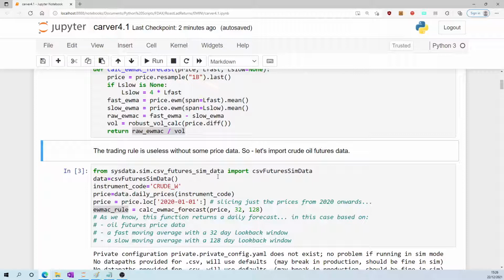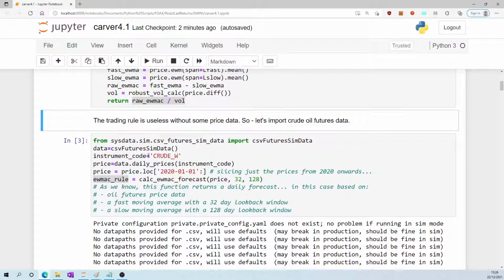From sys data, import CSV futures sim data, assign the sim data to an object called data, set the instrument code to crude oil futures, crude_W, assign to an object called price the daily prices of our sim data for the crude oil instrument, and finally reduce the length of the price series so that it runs only from January 2020 onwards, just to keep the rest of this workbook a little cleaner.